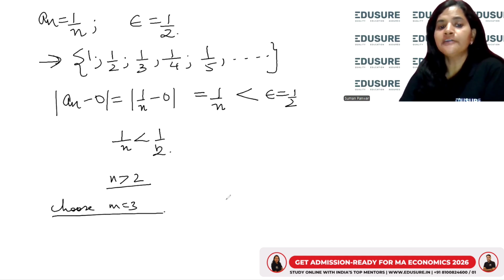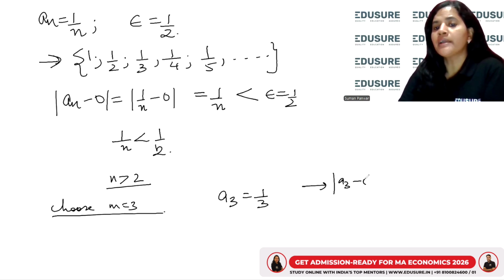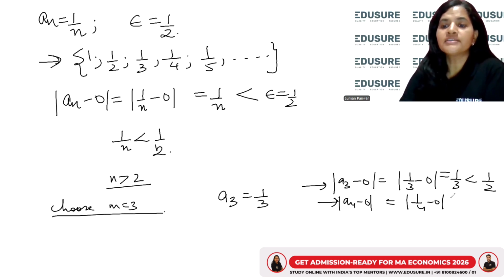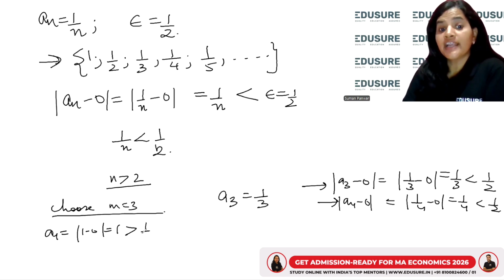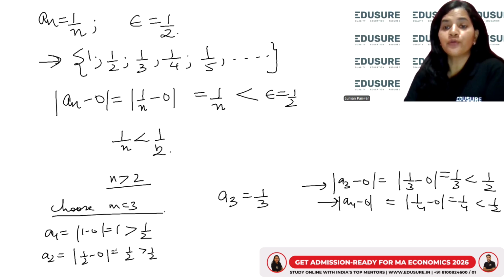So you can see that a_3 is 1 by 3. So a_3 minus 0, which is 1 by 3 minus 0, which is 1 by 3, is less than epsilon. Similarly, a_4 minus 0 is equal to 1 by 4 minus 0 is equal to 1 by 4, which is less than epsilon. But if you choose a_1, it is 1 minus 0, which is 1, which is greater than 1 by 2. If you look at a_2, that means half minus 0, which is half, which is greater than 1 by 2.